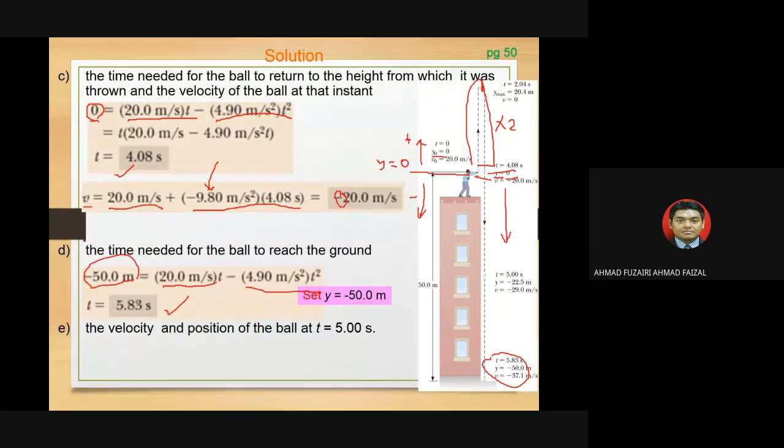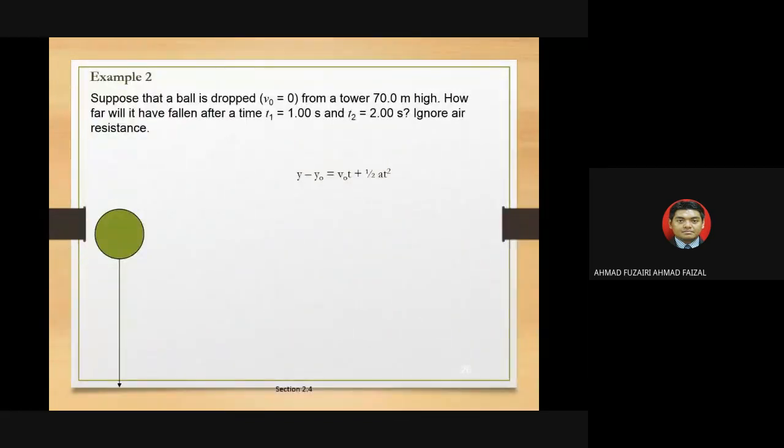So, last question, question E: the velocity and position of the ball at t equals 5 seconds. You can try this question on your own. Alright, now let's look at example 2.